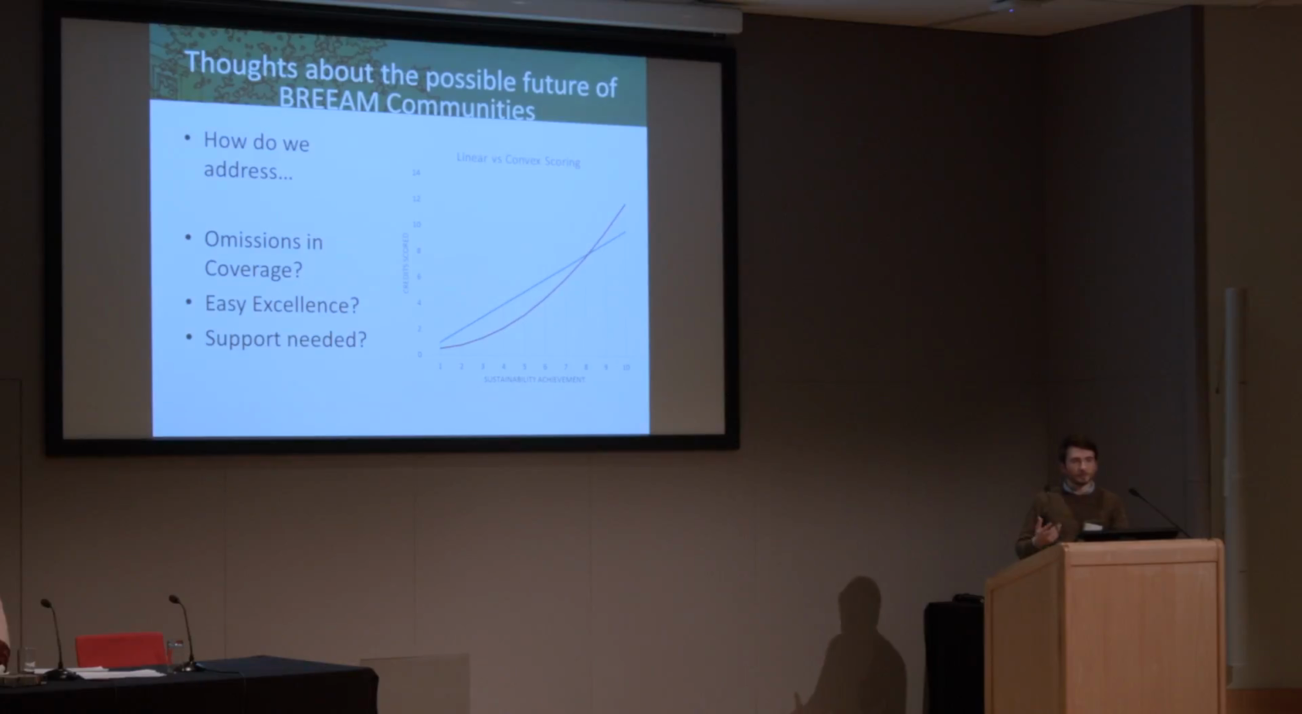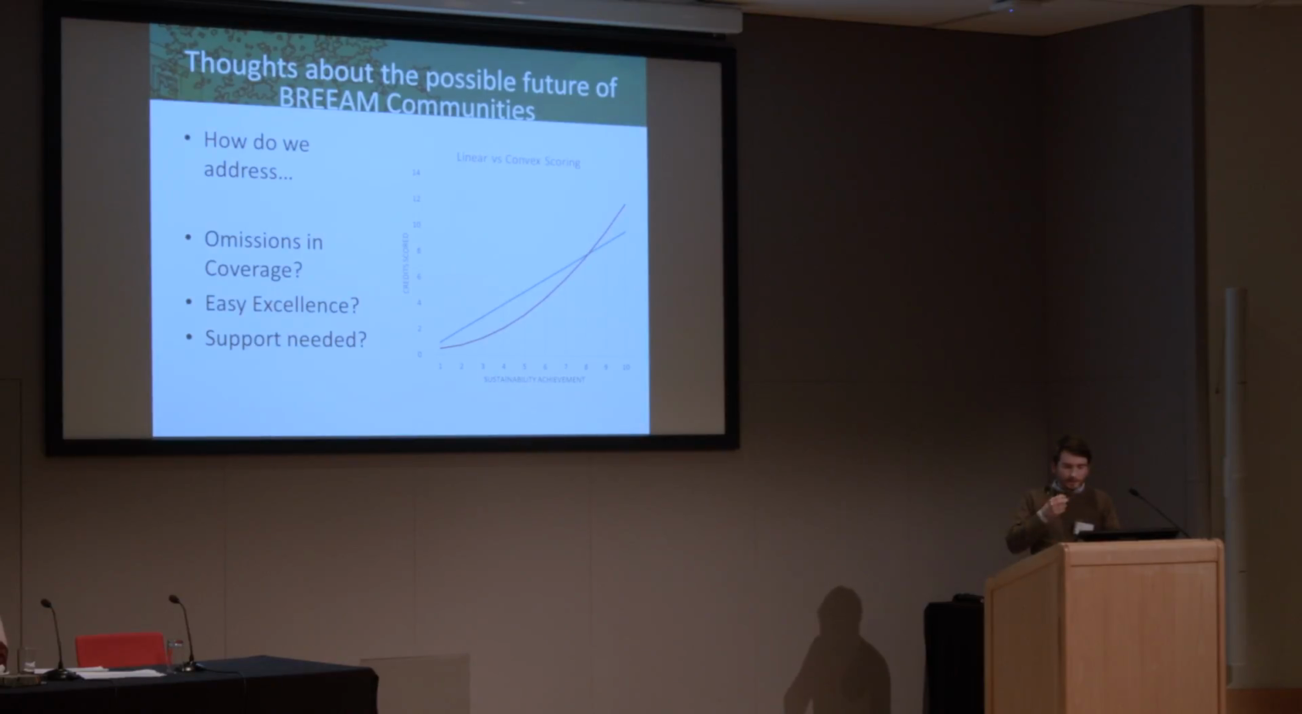Some thoughts about possible answers to these questions: how do we address the omissions in coverage? Do we start to make more of the standard mandatory, limiting this flexibility? Do we make these hidden themes more explicit, and do we just add in the missing ones? How do we make it more difficult without making it impossible? Do we tighten the wording? But again, how do we do that without limiting the flexibility?